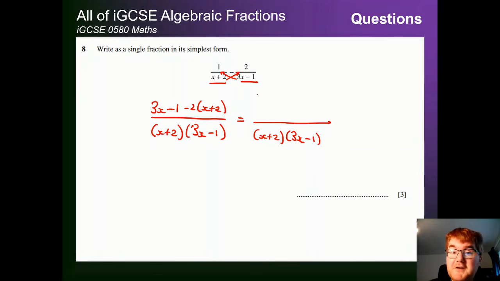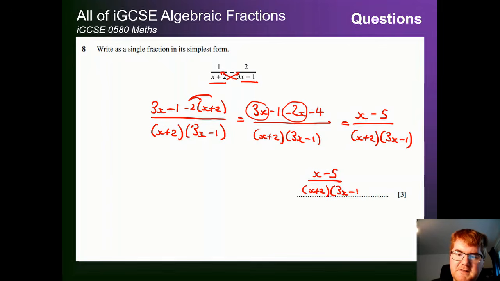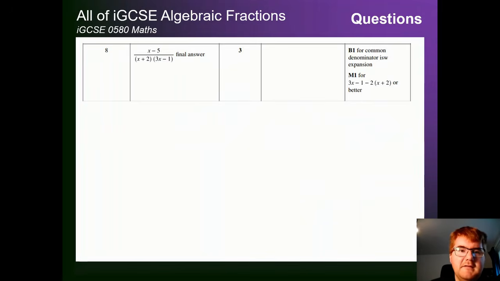Well done if you got to this point of the video, by the way. And then we multiply out this bracket, so minus 2x minus 4. And so if we simplify this, 3x minus 2x is just x, minus 1 minus 4 is minus 5, and the bottom we can leave in factorised form, giving us our final answer of x minus 5, x plus 2, 3x minus 1 for 3 marks. Okay, so there's the answer for you, and again, have a look through.